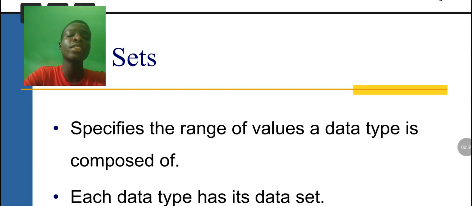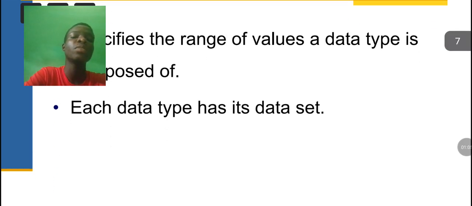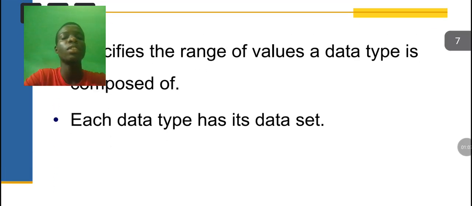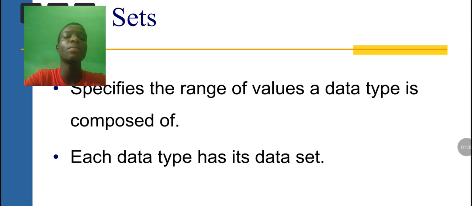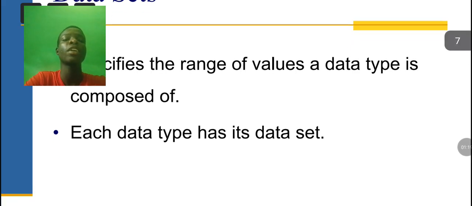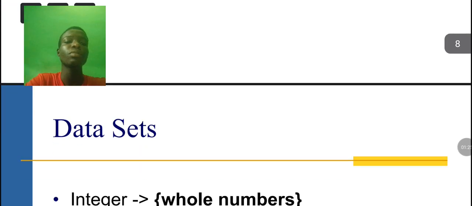The data set specifies the range of values a data type is composed of. For example, let's say integer. The data set for your integer is whole numbers. So it specifies the range of values the data type is composed of. So integer is composed of whole numbers. Then character is like character, yeah.